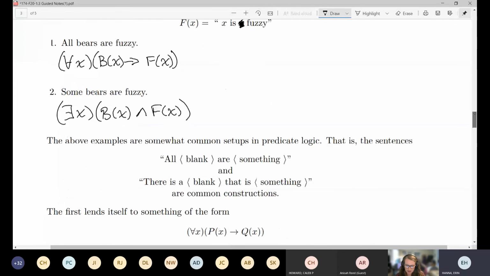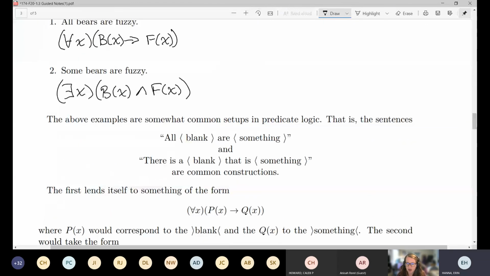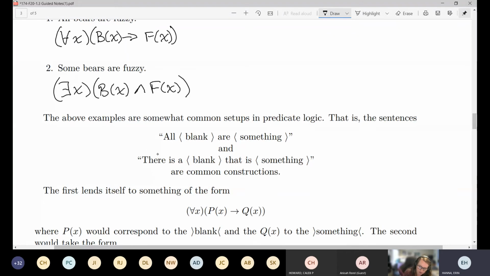Now, the nice thing is that these above examples are pretty common setups in predicate logic. So you're going to see a lot of sentences that sound something like all blank are something. All bears are fuzzy. Or something like there is a blank that is something. There is a bear that is fuzzy. Some bears are fuzzy. So maybe you could also say some as well. Some blank that is something. That doesn't sound like English. Some blank, I guess that would have to turn into R then. I'm going to erase this.